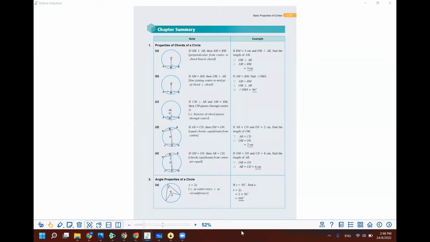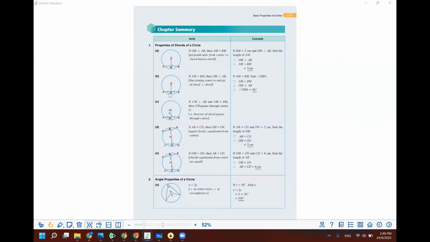Hello everyone. Today we're going to look at the last part of this chapter, the geometric proofs on circles. Let's first go through all the theorems we have learned in these two chapters. Chapter 10. I think it's the best that you can do to look at the summary, the chapter summary in the textbook. On page 57, you can see the first group, 1A, B, and C.